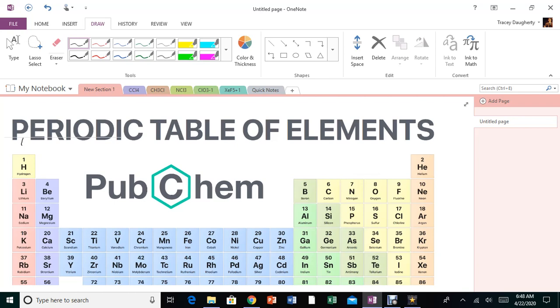Group 1 has 1 valence electron. Group 2 has 2 valence electrons. Boron's group has 3 valence electrons. Carbon group has 4 valence electrons. Nitrogen's group has 5 valence electrons. Oxygen's group has 6 valence electrons. Fluorine's group has 7 valence electrons. And the noble gases have 8 valence electrons. So it's just 1 through 8. You skip the middle, and you have the number of valence electrons.